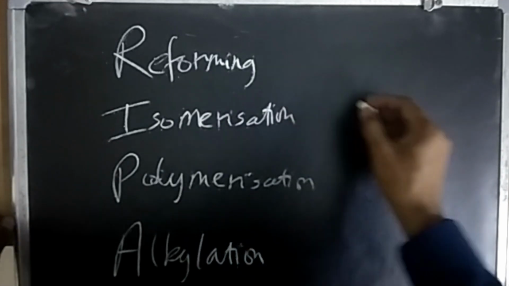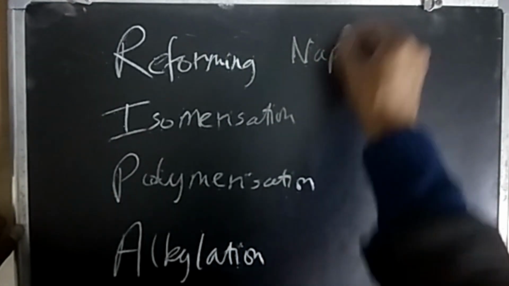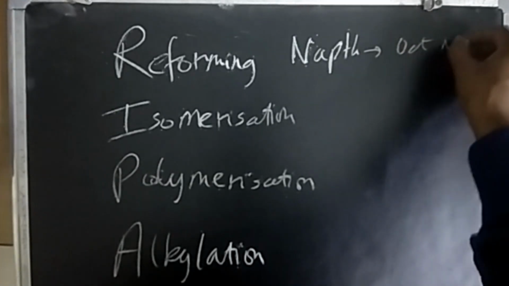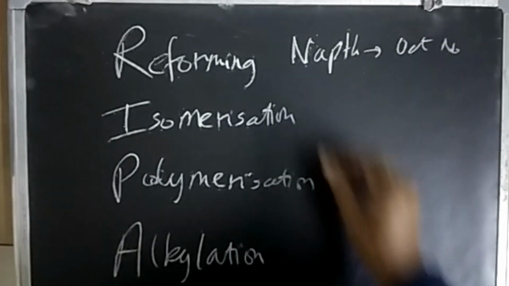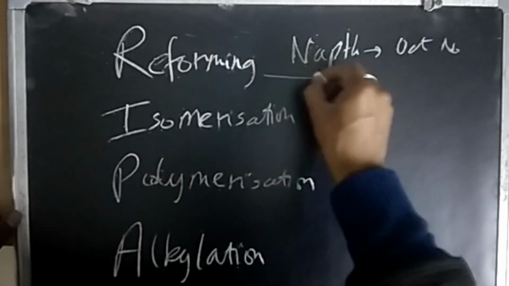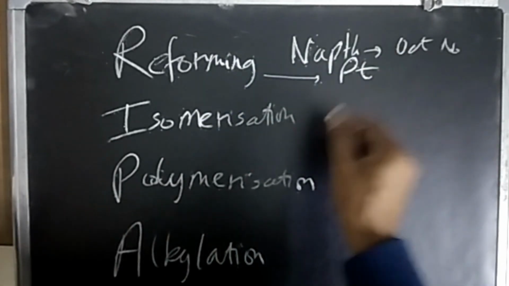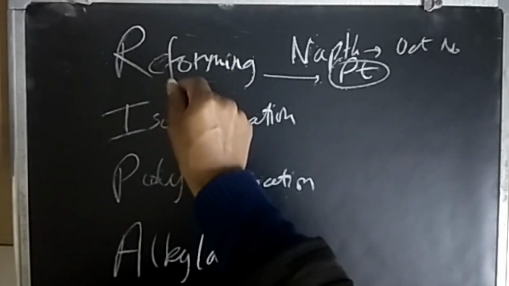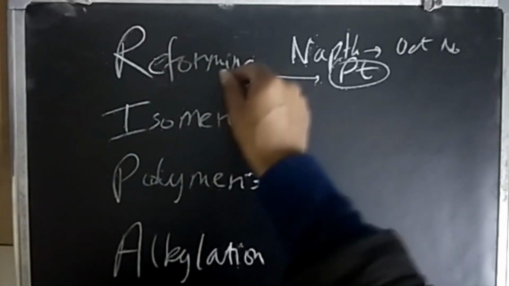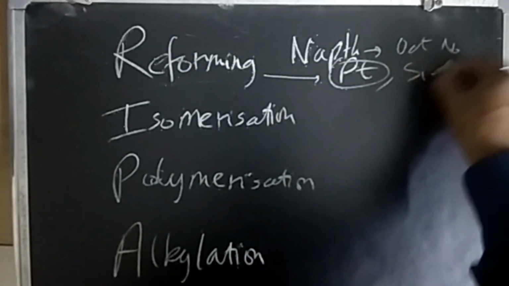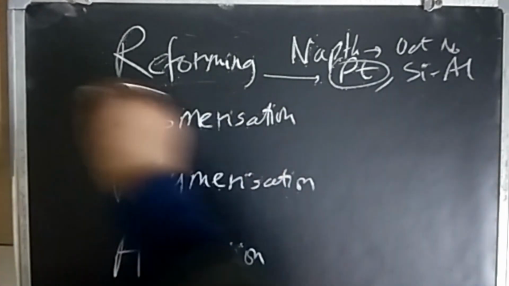What happens is that naphthenes form a higher octane number product. The catalyst we use is platinum. This is a very costly process because we use platinum, very costly, that's why it's the first in RIPA. We can also use silica alumina, non-precious.